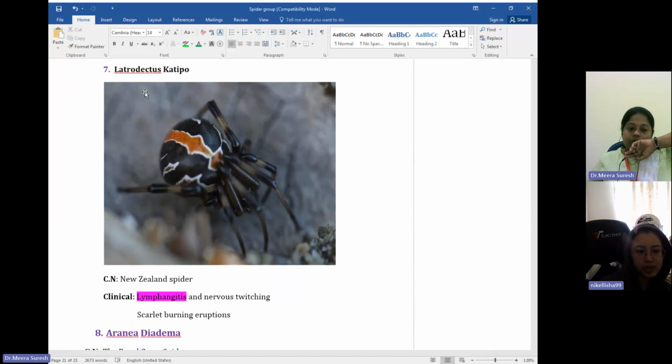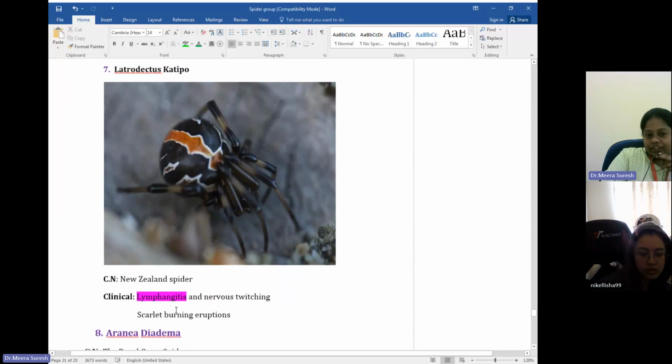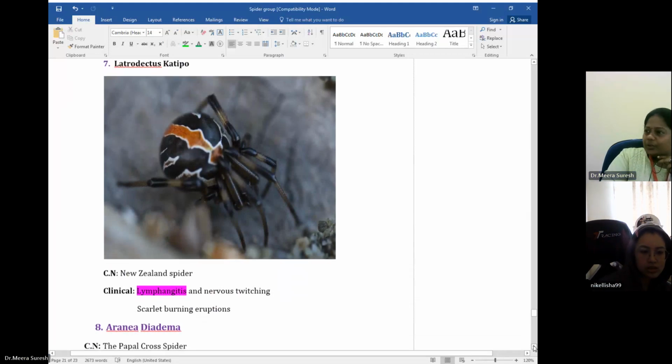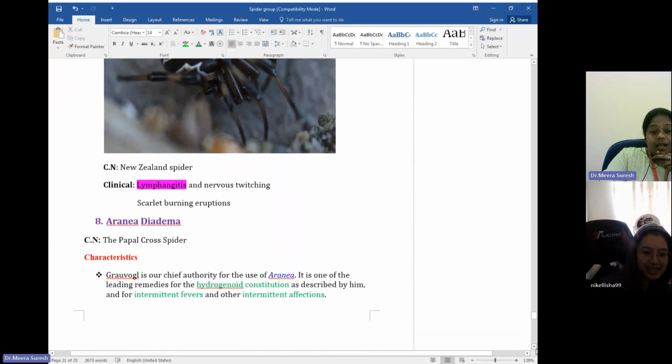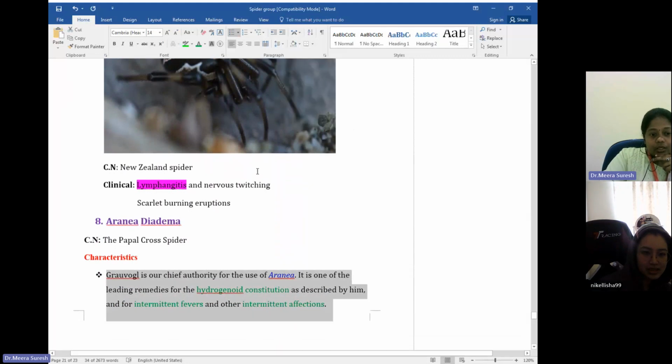I referred actually. So this is the New Zealand spider and nothing much to remember, lymphangitis. Only because it is there in your syllabus, I'm giving you the symptom, it doesn't matter. But this one is very important, Arrhenia diadema. This is going to help you clinically also.